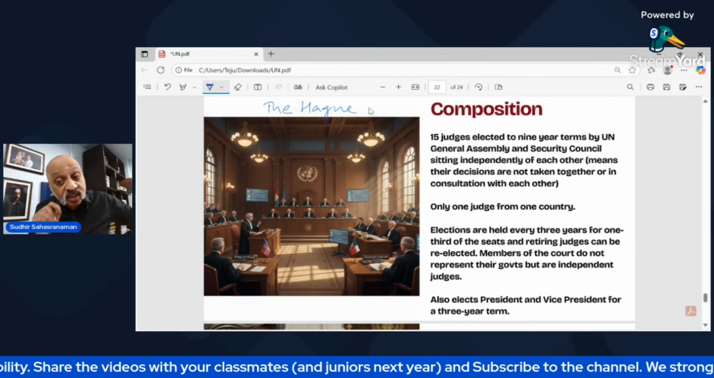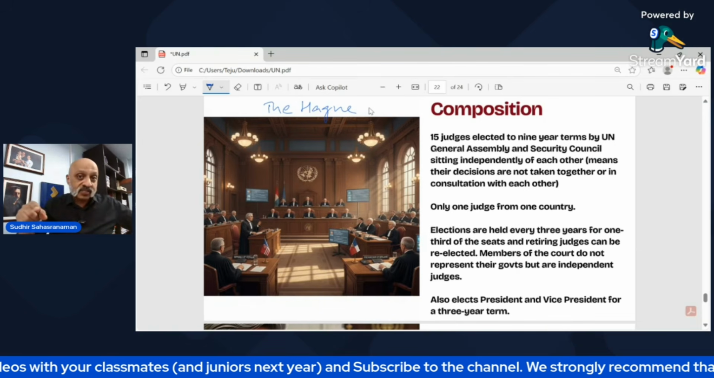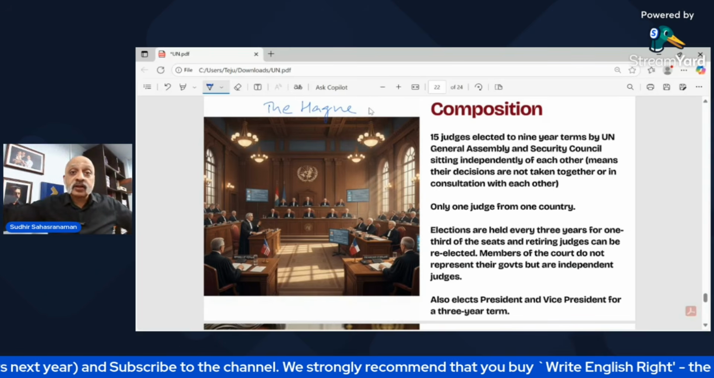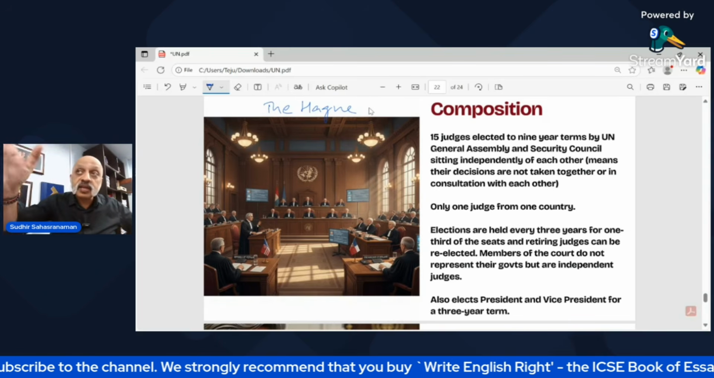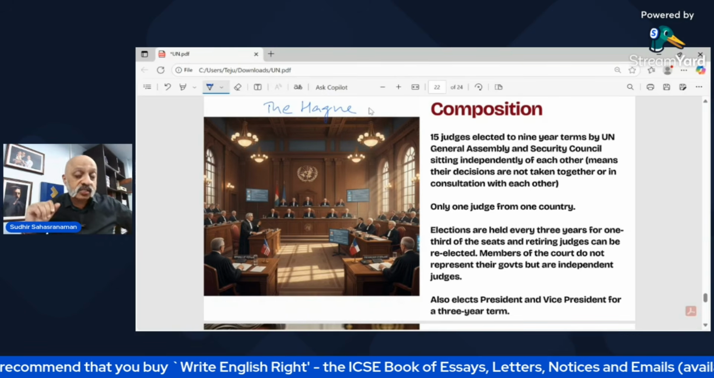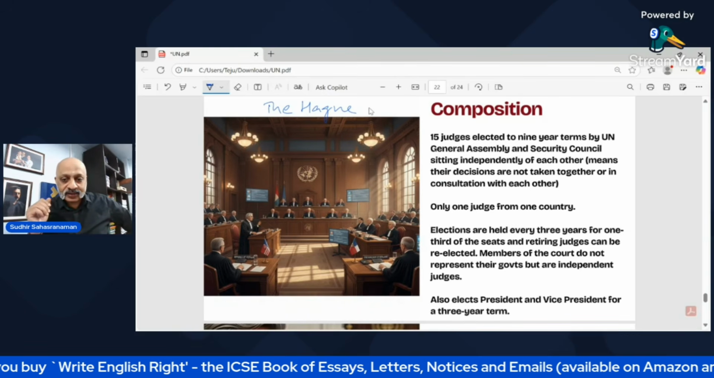Elections are held every 3 years for 1/3 of the seats. It's not like 9 years. Elections are held only after 9 years. No, every 3 years, 1/3 of the judges will retire, and another set of 1/3 judges will be elected, right?